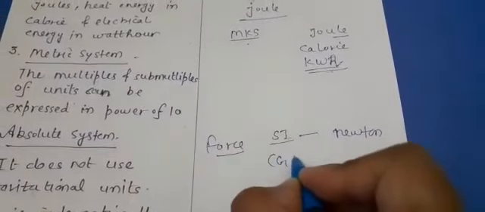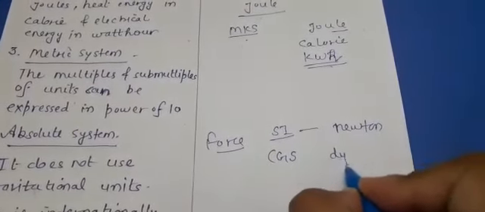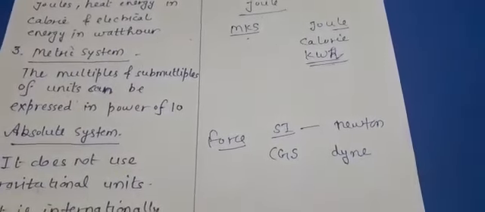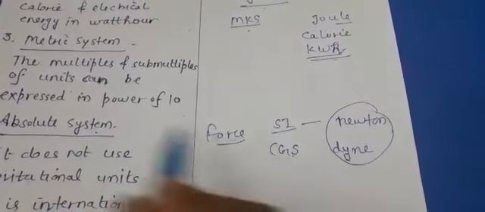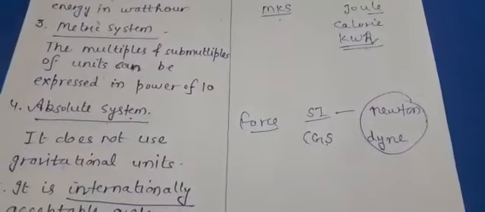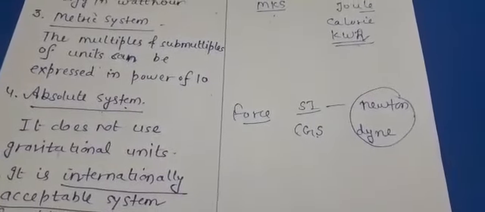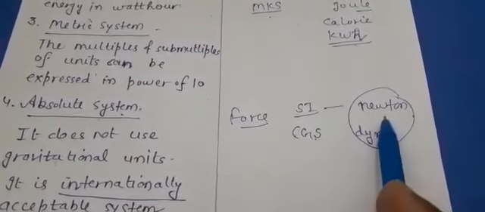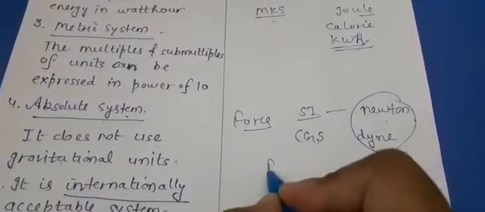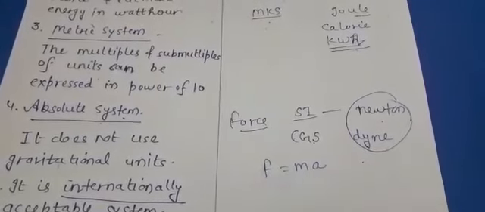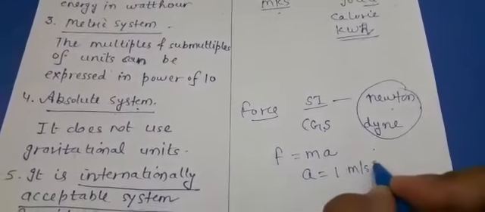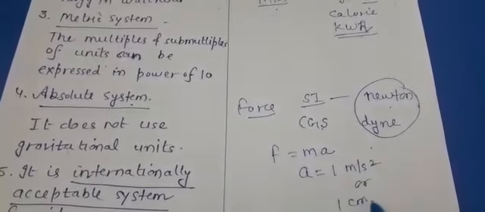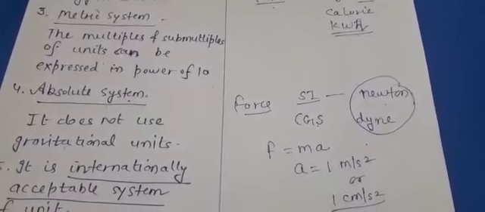Its CGS unit is dyne. This is in absolute system. Means if you define 1 Newton or 1 dyne as force, which is mass into acceleration, the acceleration will be 1 unit. Means 1 meter per second square or 1 centimeter per second square.